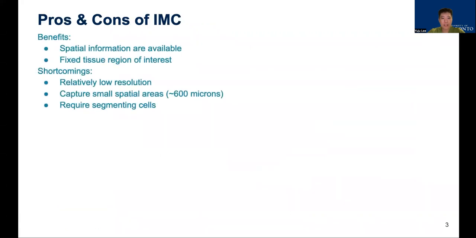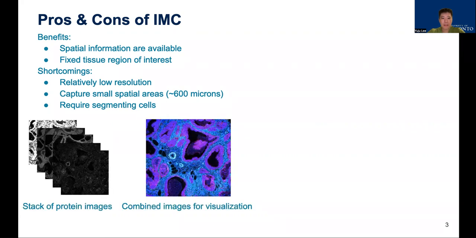While IMC provides spatial information and enables fixing tissues of regions of interest, its image has relatively low resolution, captures small spatial areas, and requires segmenting cells. The figure on the left is a stack of protein images, and the right is the combined protein images into one.